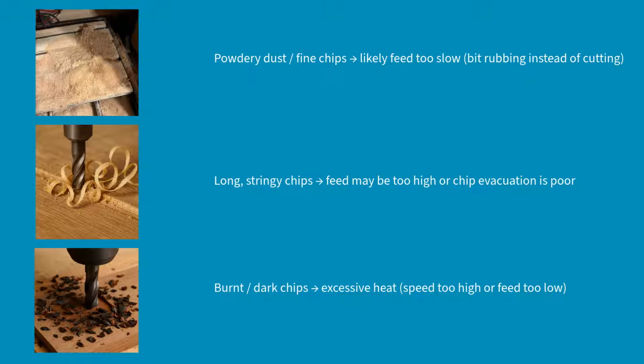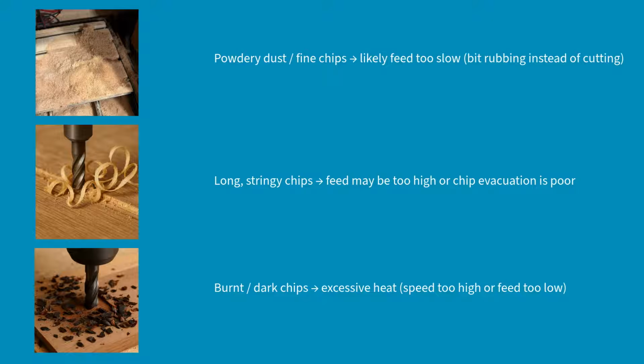The first is if your chips are powdery, dust, or very fine, likely your feed rate is too slow, and instead of cutting your material, your bit is rubbing against the material. Alternatively, if your feed rate is too high or your chip evacuation is poor, you might see long stringy chips, and that just means you need to slow down your feed rate to get a better chip load. Ideally, what you're looking for with chips is small pieces of material that are being cut off and pushed away, very similar to the image on the screen.